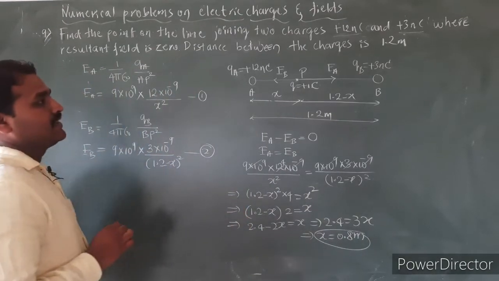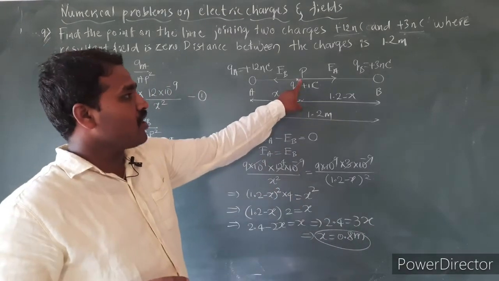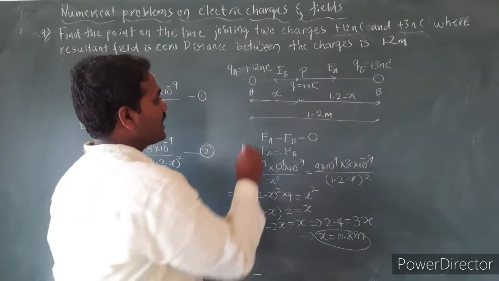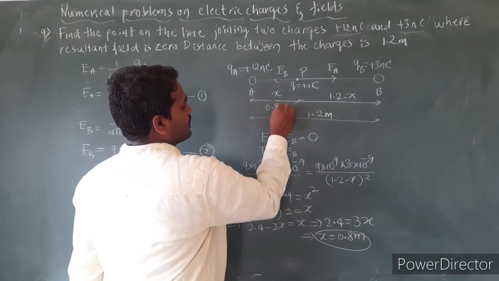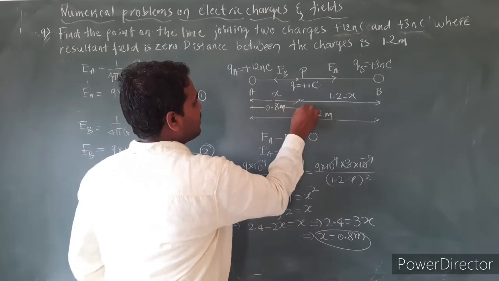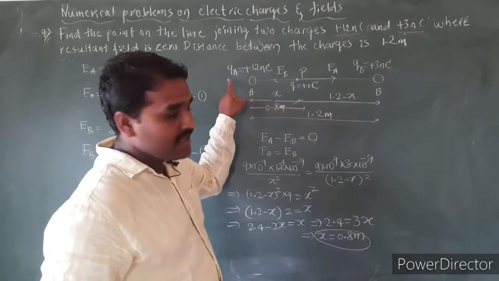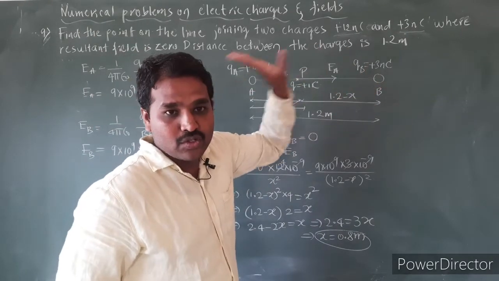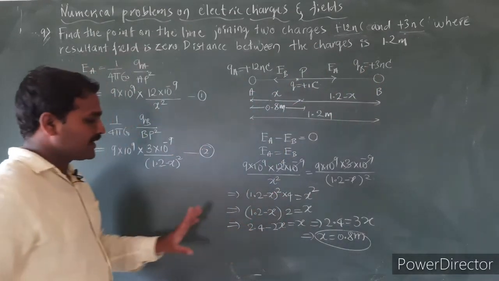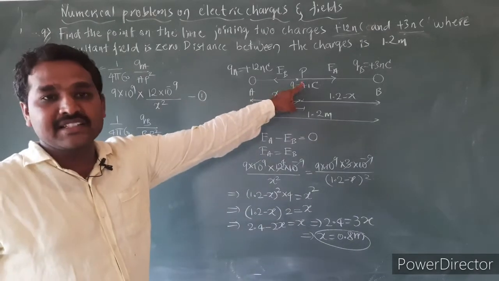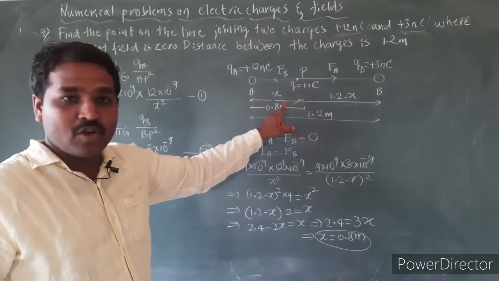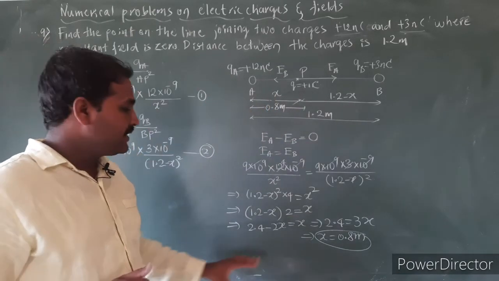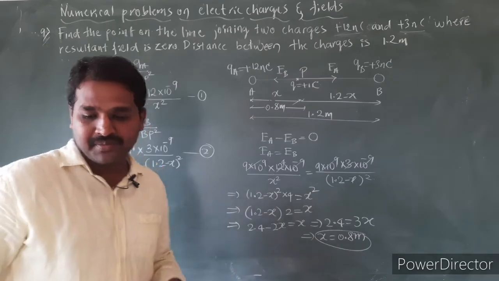What is this x? This is the position of point P from charge QA. So at a distance of 0.8 meters from charge QA, the resultant electric field because of both these charges is equal to 0. So I have to write here: the point P is at a distance of 0.8 meters from charge QA. This is the solution for the given problem.